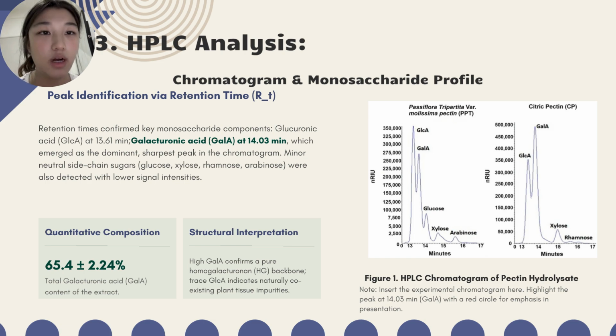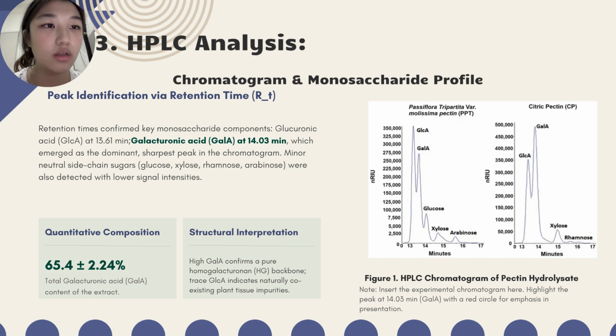As we can observe from our actual chromatography results presented in Figure 1, peak identification based on retention times reveals excellent structural details. A minor peak at 30.61 minutes corresponds to glucuronic acid, reflecting trace impurities. Most importantly, the dominant peak appeared at 14.03 minutes, representing our target monomer galacturonic acid. Minor neutral side chain sugars such as glucose, xylose, rhamnose and arabinose were also detected with much lower intensities.